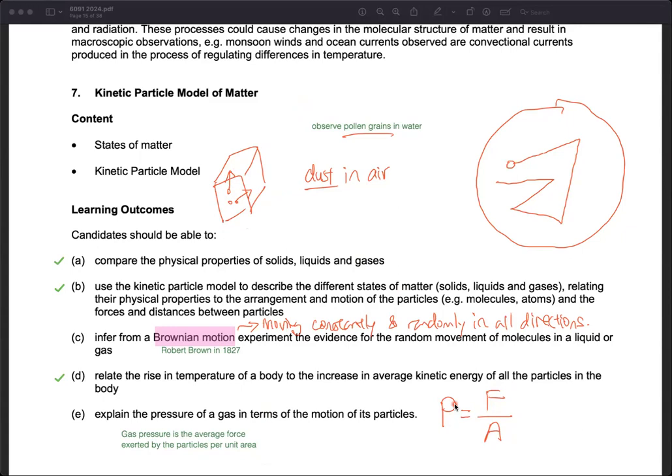So up to now, I finished the whole topic. Can you tell me, do you understand what this topic is about? We are using the kinetic particle model to explain states of matter, to explain temperature and gas pressure. So if you find today's lesson helped you clear up this whole topic, give me a yes reaction.